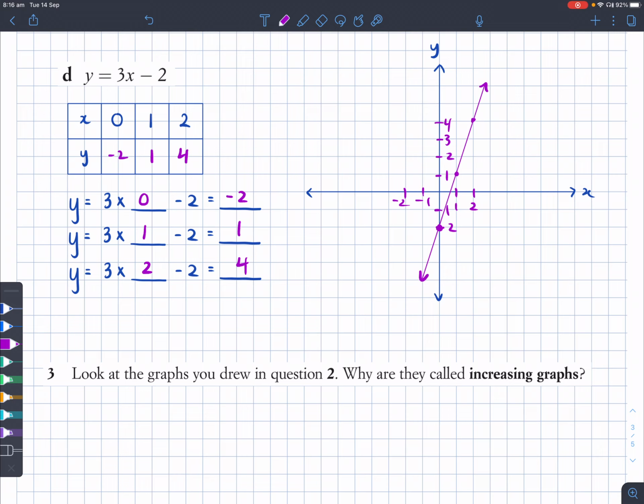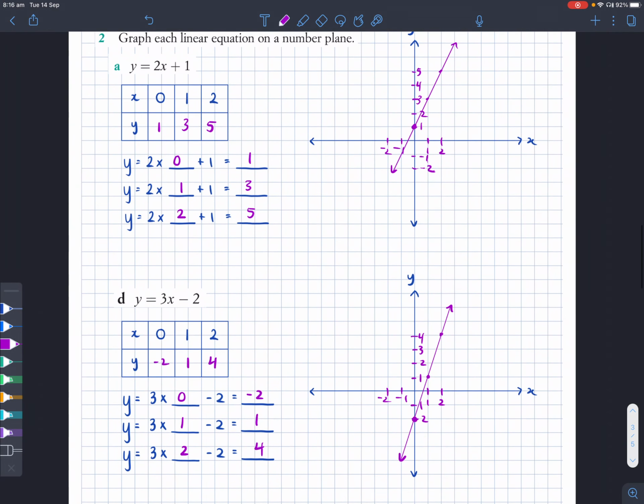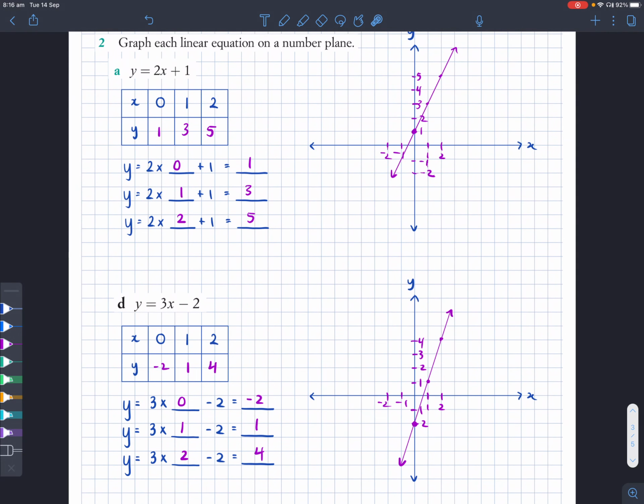Right, so now for question 3, it says, look at the graphs you drew in question 2. Why are they called increasing graphs? So if we have a look at question 2 right now, both of these graphs here, they're called increasing graphs for a reason. It's because from left to right, it's going up.